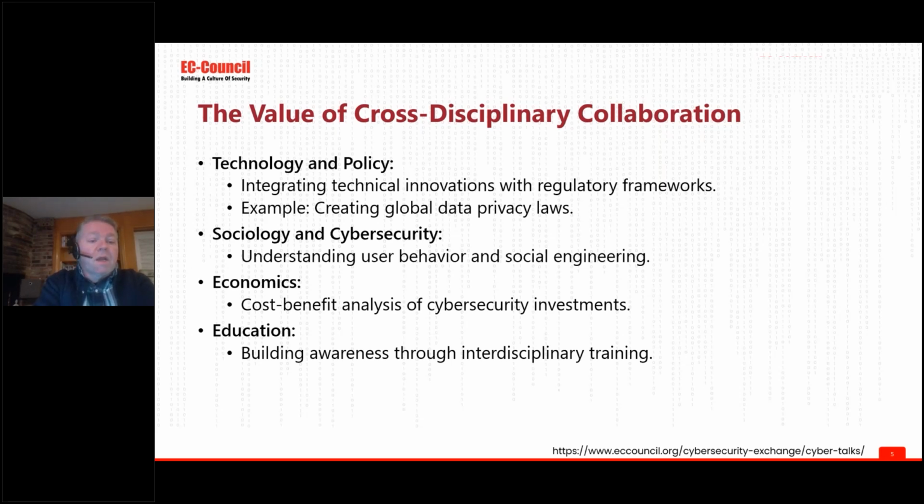Then we talk about economics, cost benefit analysis. Absolutely, we got to be concerned with that. When we look at what is the cost, what is the overall cost? Is it worth it? When I look at this, I often talk about an incident.